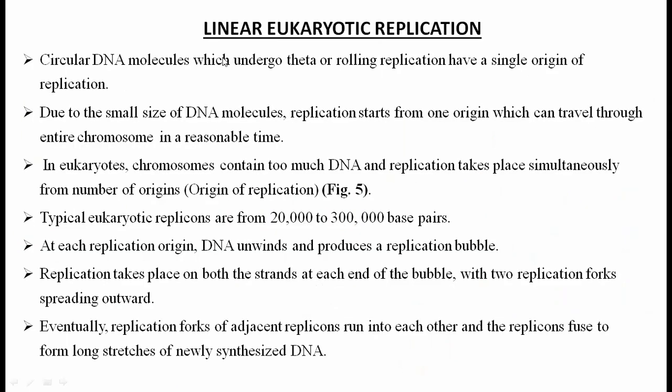Now you have a linear replication. How does replication take place in you and me? I said that in eukaryotes, we have multiple origins of replication, and in prokaryotes, we have only one origin of replication. Why do you and I have multiple origins of replication? Because our cells contain a large genome.